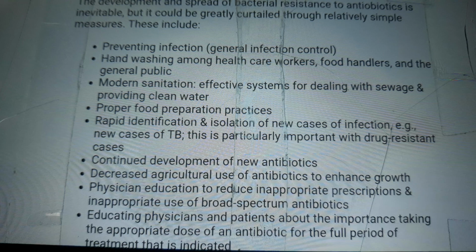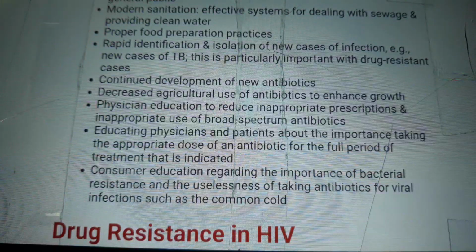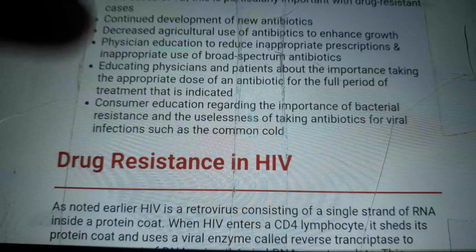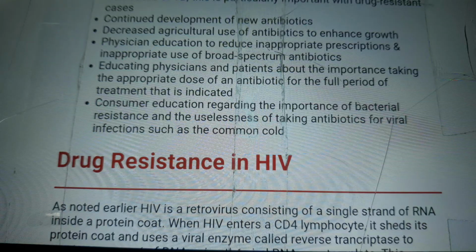The development and spread of bacterial resistance to antibiotics is inevitable, but it could be greatly curtailed through relatively simple measures. These include preventing infection, general infection control, hand washing among healthcare workers and food handlers and the general public, modern sanitation, effective systems for dealing with sewage and providing clean water, proper food practices, and rapid identification and isolation of new cases of infection, for example new cases of TB. This is particularly important with drug-resistant cases.